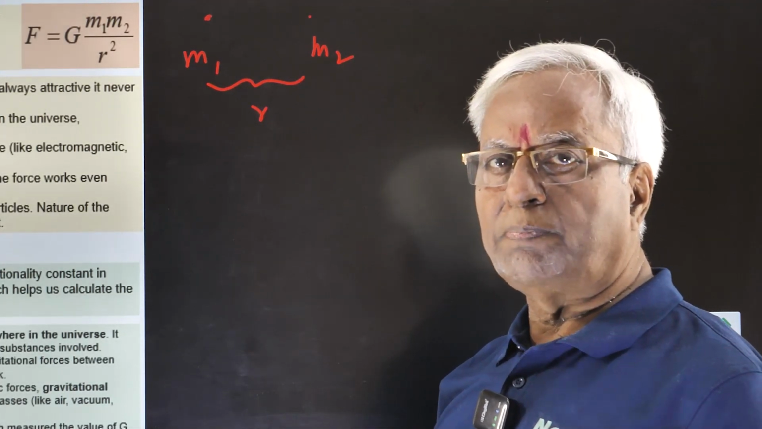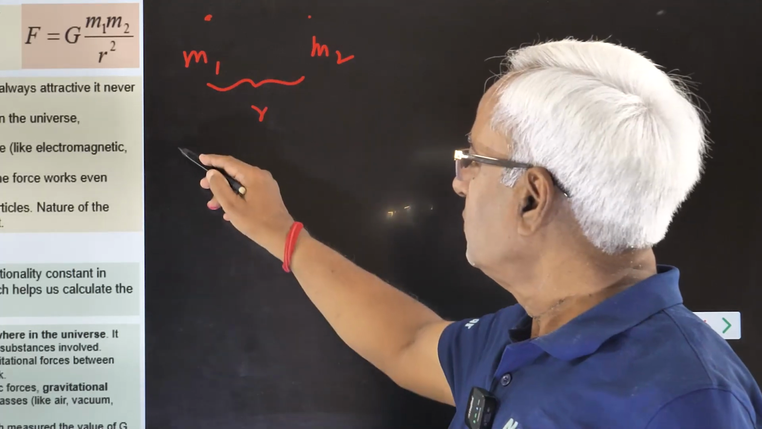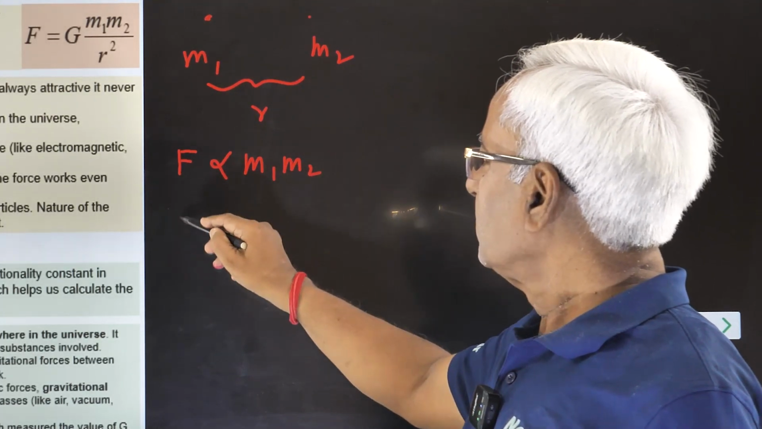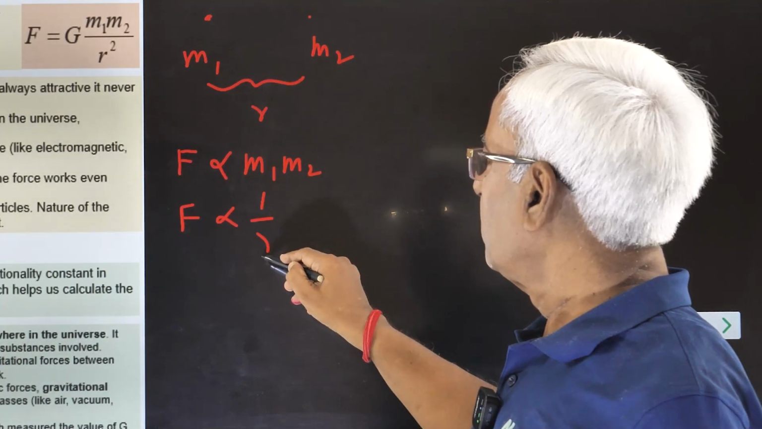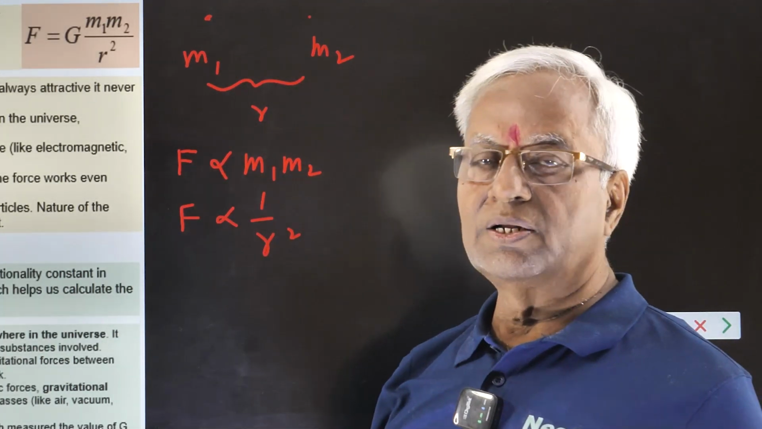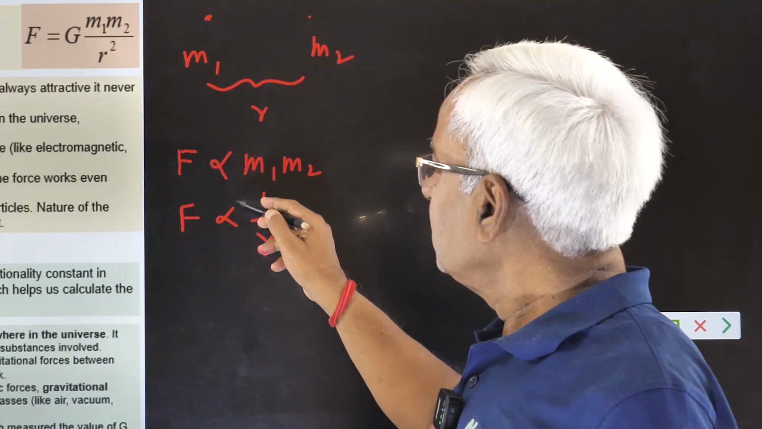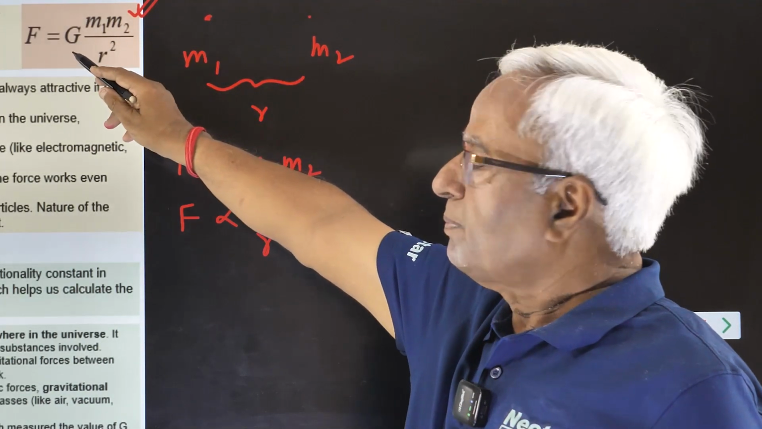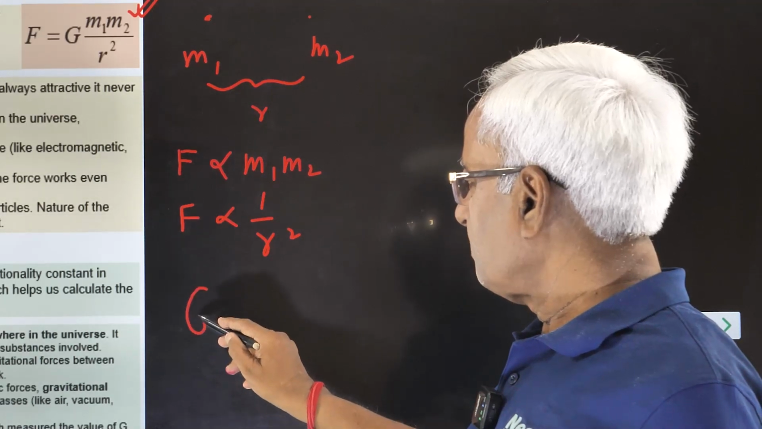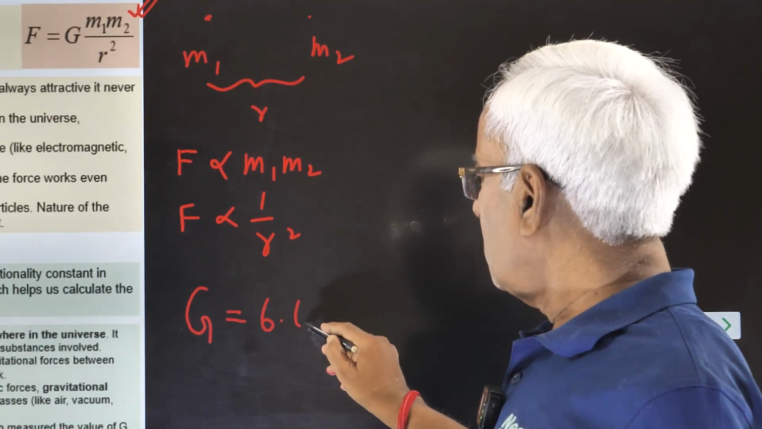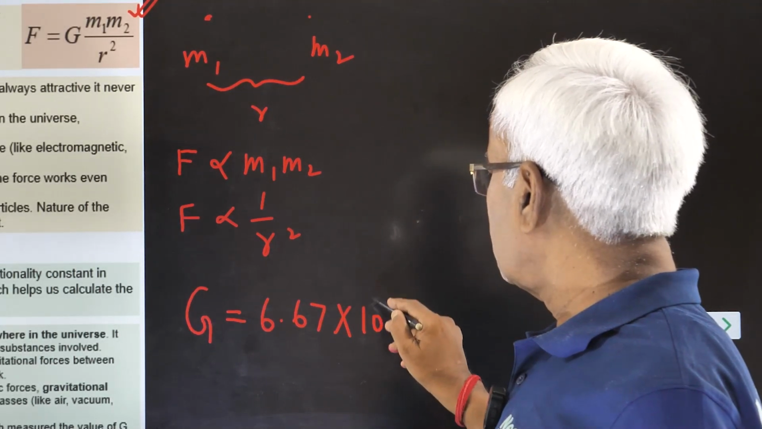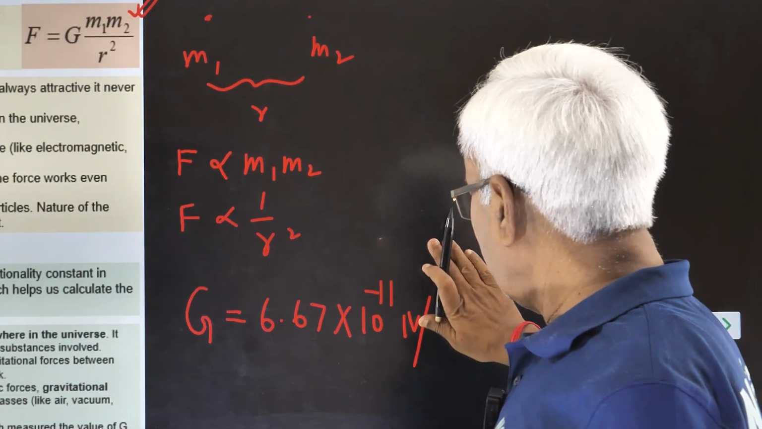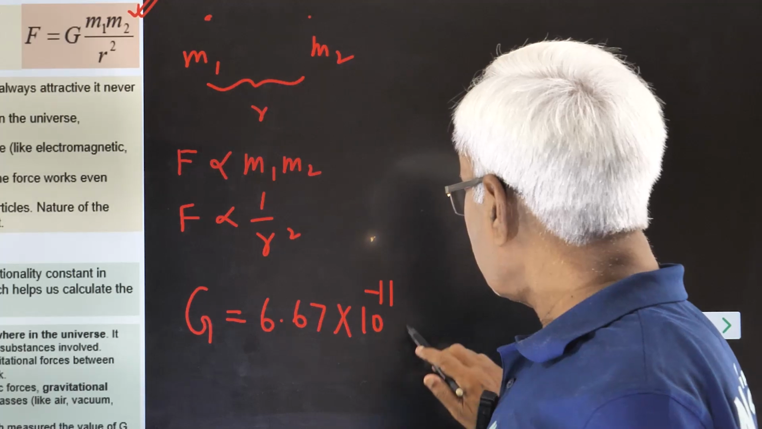Law is depicted in two parts. One says proportional to m₁, m₂, other says proportional to 1 upon r square. On combining the two, ultimately we get this law, and the proportionality constant is capital G. This is called universal gravitational constant.